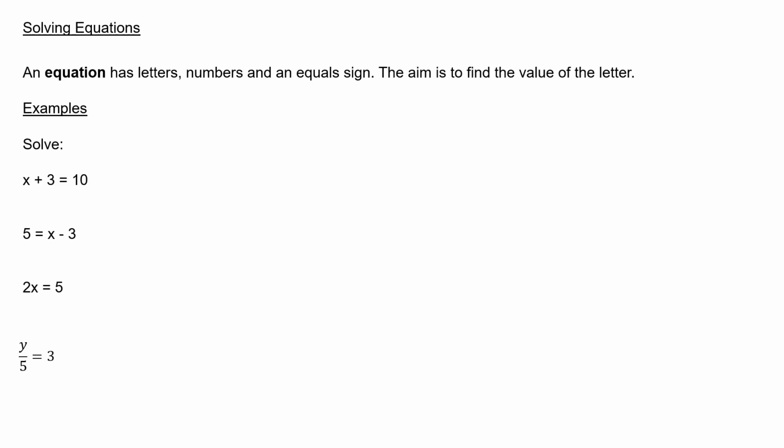An equation has letters, numbers, and an equal sign. The aim is to find the value of the letter, which we also call a variable. In these examples, we need to solve the equations, which means we need to get the letter on its own.